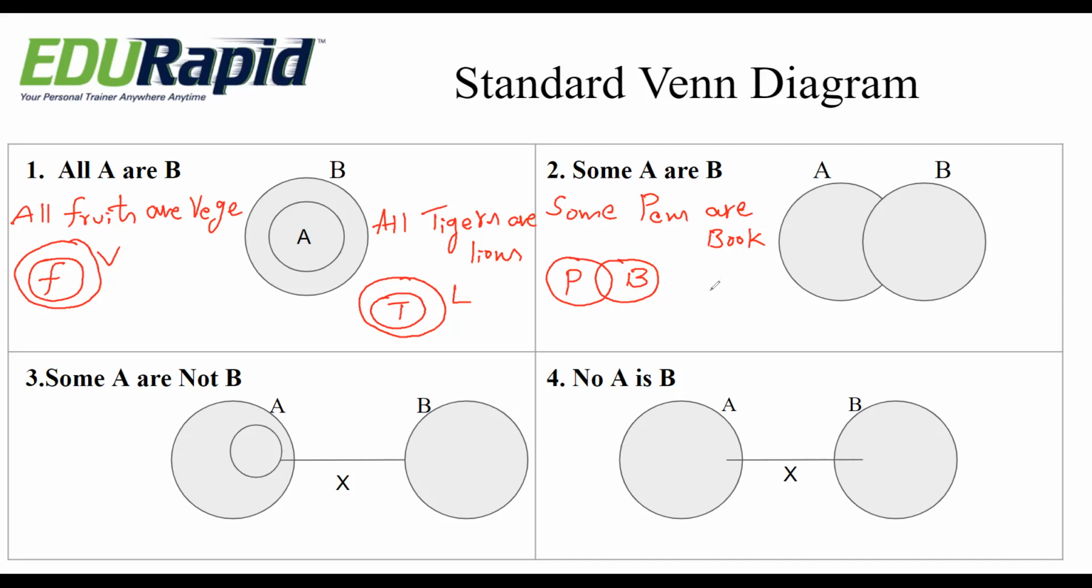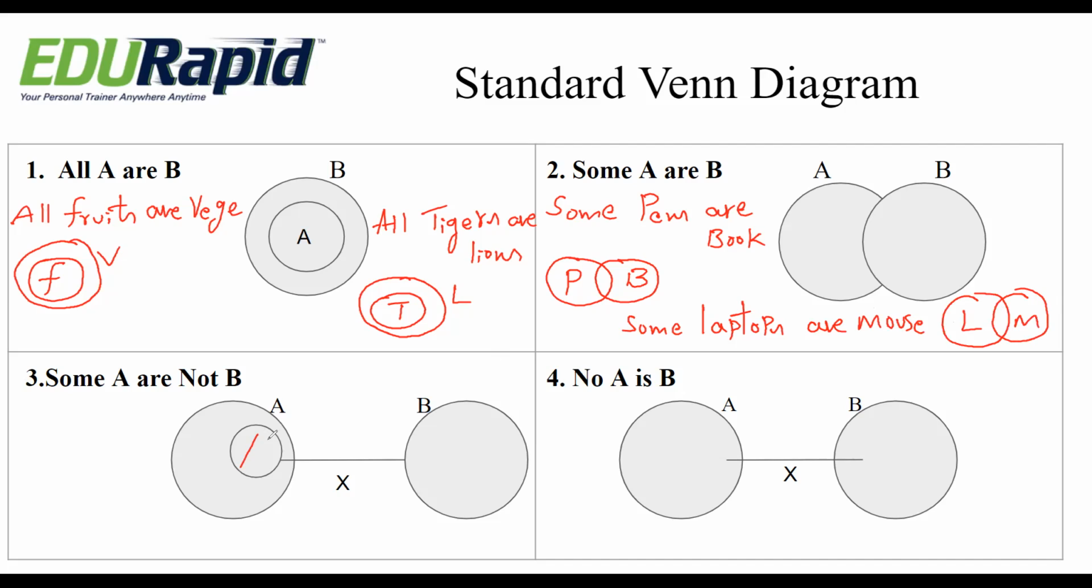Okay, another example. Some laptops are mice. Like this, both circle L and M are connected to each other. Okay, coming to the third one, some A are not B.